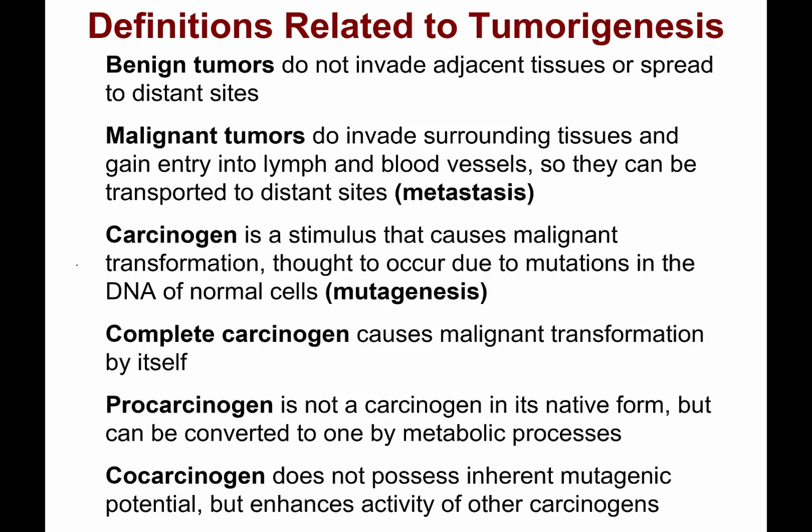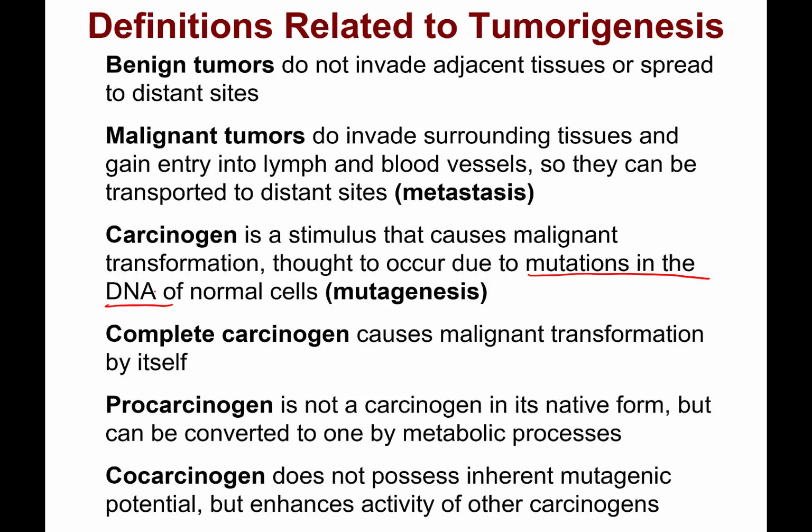So first, benign tumors are tumors that do not invade adjacent tissues or spread to distant sites, whereas malignant tumors do invade surrounding tissues and gain entry into the lymph and blood vessels, and that facilitates their metastasis to different sites. A carcinogen is a compound that acts as a stimulus to cause malignant transformations, and it's thought to occur due to mutations in the DNA of normal cells, and that process is known as mutagenesis. So when we get to testing later on, we'll talk about a test method for assessing mutagenicity.